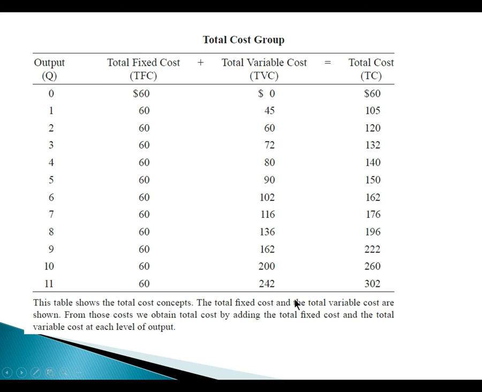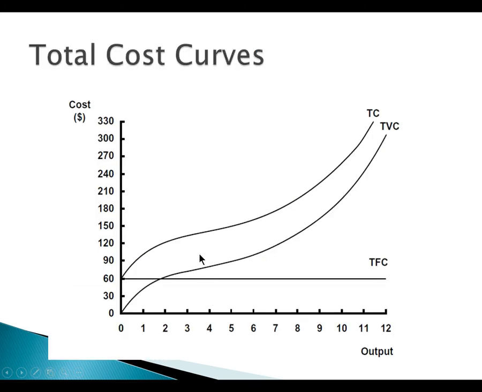The total fixed cost and the total variable cost are shown. From those costs, we obtain total cost by adding the total fixed cost and the total variable cost at each level of output. Guys, this is the total cost behavior. As we saw, if we are producing zero output, 1, 2, 3, or up to 11 or 12 output, the $60 remains fixed for all amounts of output. So this function is the total fixed cost function.